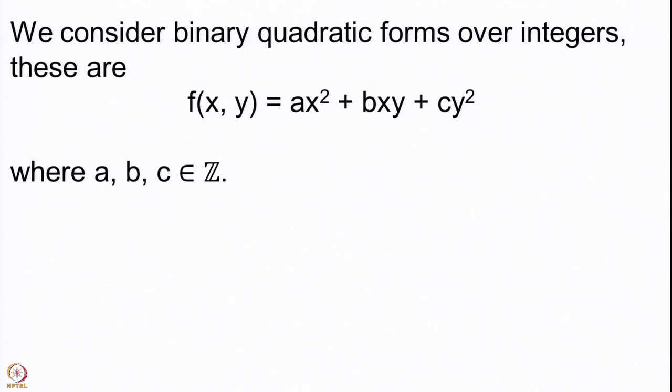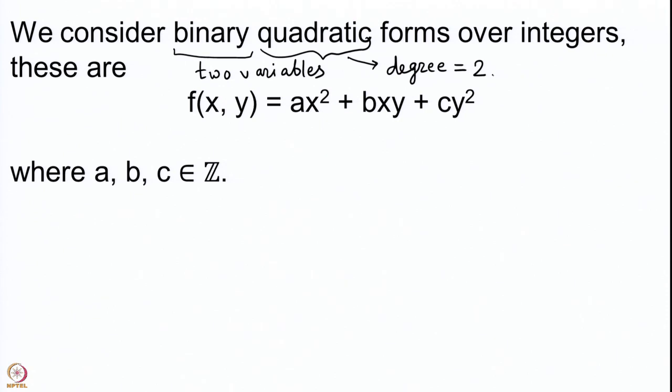So, let us start noting various things. We have two variables now, x and y, and this is why we call them binary. The name binary comes because we have two variables, namely x and y. Quadratic comes because the degree of the polynomial here is 2, and form comes because the polynomial is a homogeneous polynomial. And where do integers come? Integers are there because the coefficients of this polynomial are taken from integers.